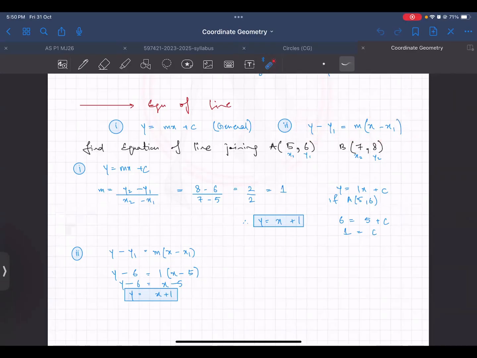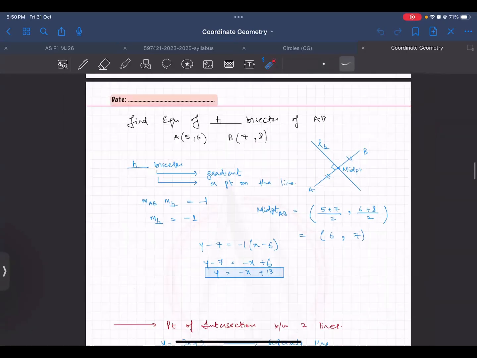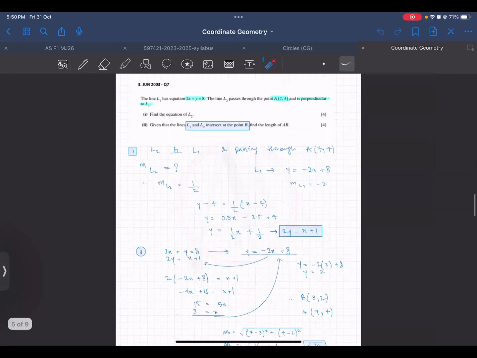So finding the equation of a line, you should be very, very good at this, because this is what's done in O level IGCSE. Then further, what do we have? Perpendicular bisector, point of intersection, and here we have done some questions.